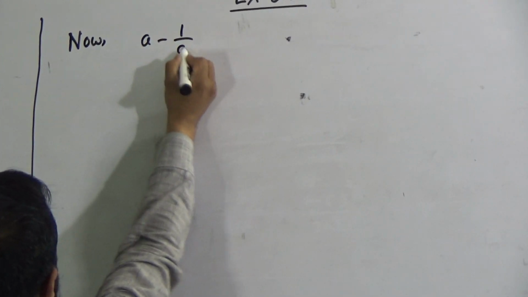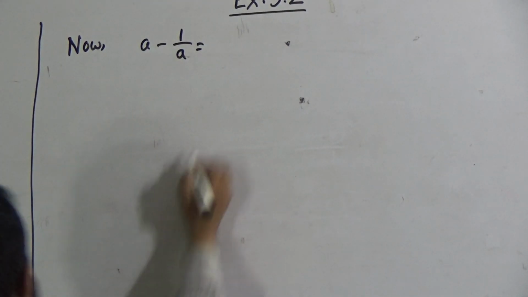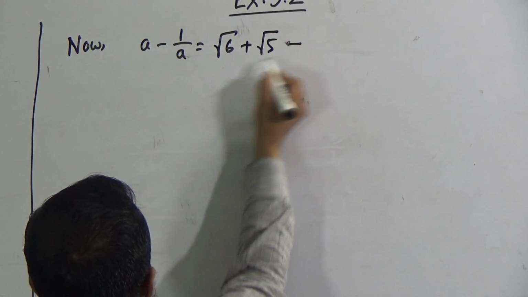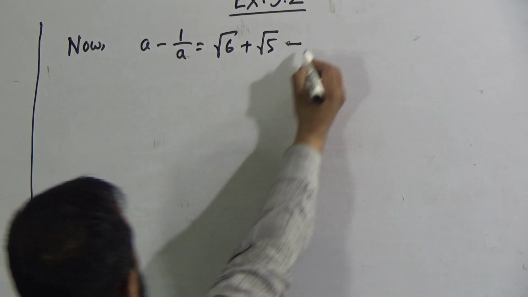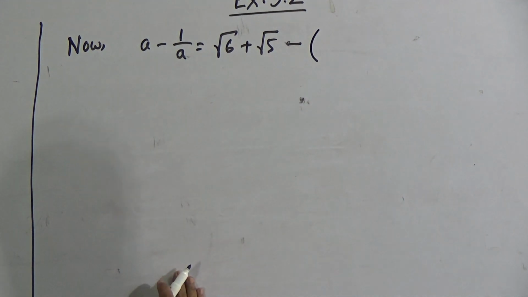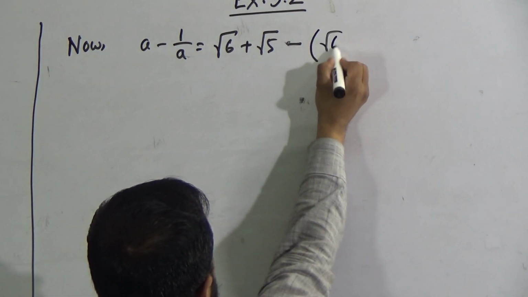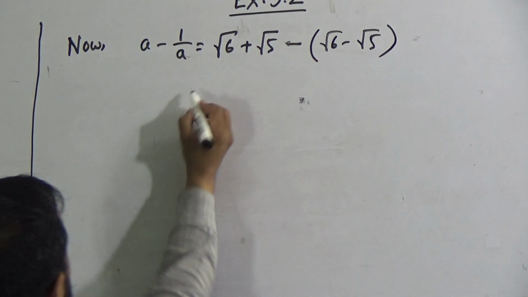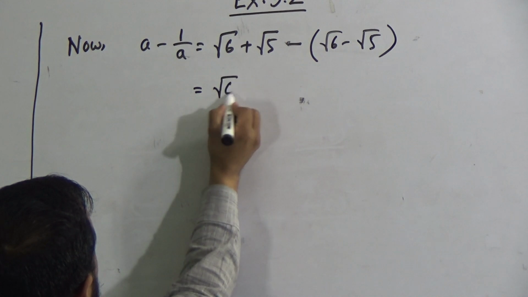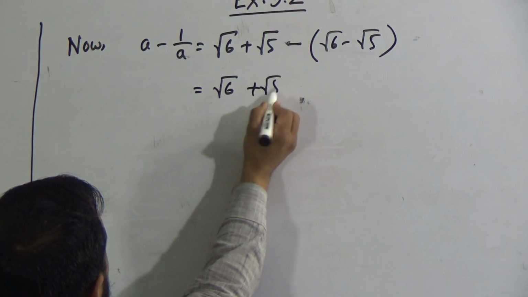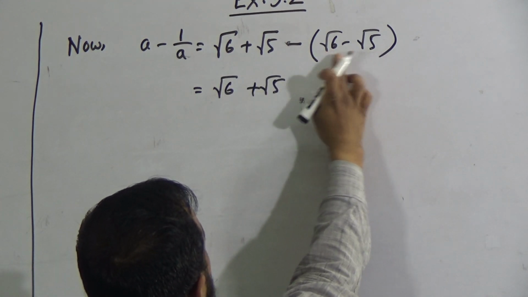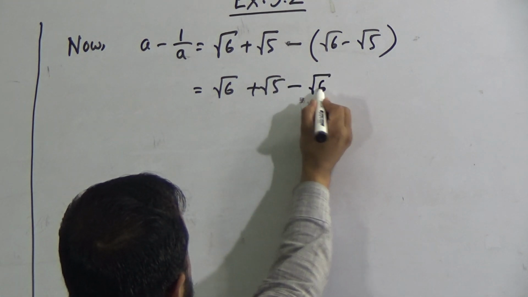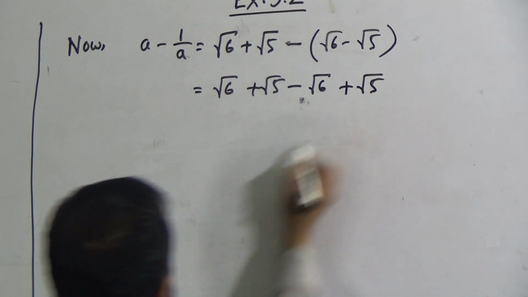Now a minus 1 upon a is equal to the value of a, which is square root of 6 plus square root of 5, with a minus sign before 1 upon a. So we need to put the first bracket, square root of 6 minus square root of 5, the value of 1 upon a. Now omit this first bracket, we will have square root of 6 plus square root of 5. All the terms will exchange their sign because of the minus sign in front of this bracket. It will be minus square root of 6 plus square root of 5.